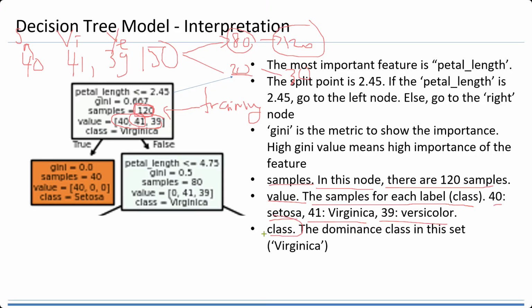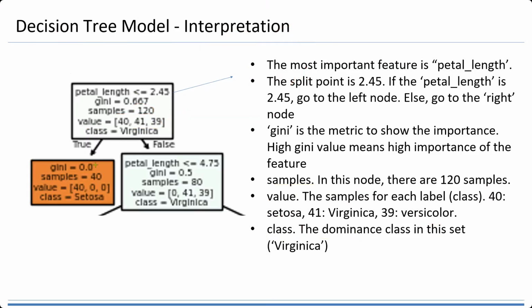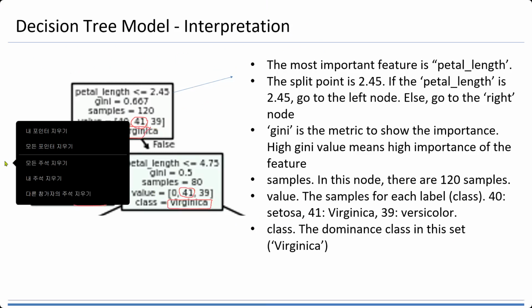The class means the dominance of the class in this set or in this node. If the highest value is Virginica, then it will show Virginica. If the highest value is here, then the class is Virginica. If the highest value is here, then this is Setosa. Okay, so this is how to interpret the decision tree.